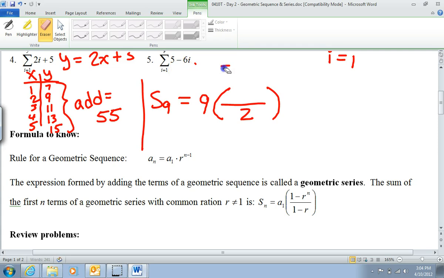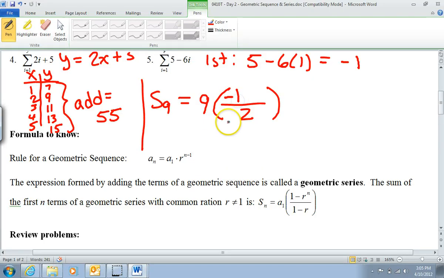Let me erase this little piece. Look at the original equation. 5 minus 6i. If i is 1, if I want the first term, that's just going to be 5 minus 6 times 1. That's going to give me the first term. Can you guys see that that's going to be -1? 6 times 1 is just 6. So I've just got 5 minus 6, so that's -1. So I got my first term. I just plugged in 1.